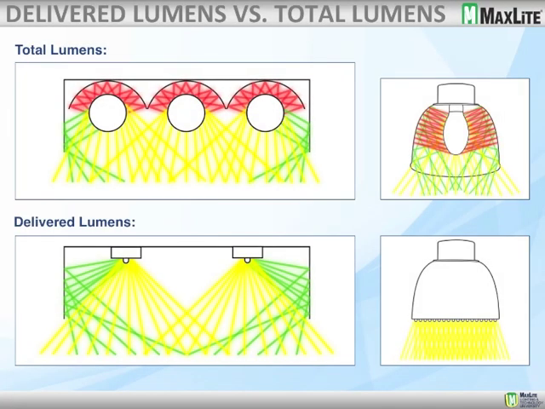So total lumens, we see that we have some light that actually never leaves the fixture. We have some light that reflects one or more times before it leaves the fixture, and we have a relatively low percentage of light that leaves the fixture directly to the work surface, whereas with delivered lumens, the majority of the light leaves the fixture directly to the work surface, and the rest is reflected once before it leaves the fixture, but 100% of it is leaving the fixture, which is your takeaway.